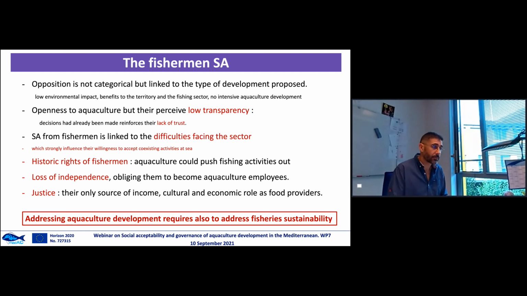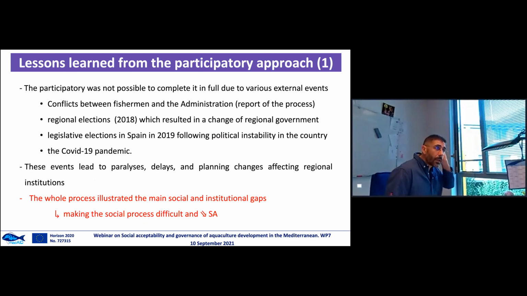They feel that they are trying to develop aquaculture, and then in the end they will be hired by aquaculture firms. So when we want to address the development of aquaculture, we have to think about the sustainability of fishing as well. That's why we need integrated management, and we have to consider the reality of the coastal territories and communities.